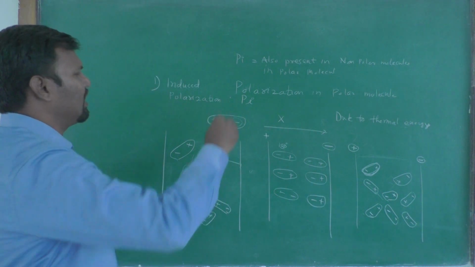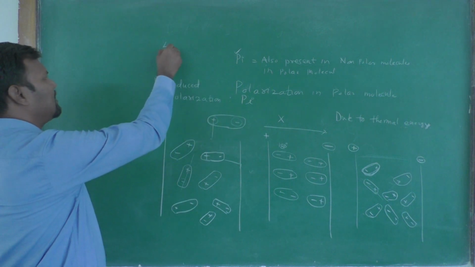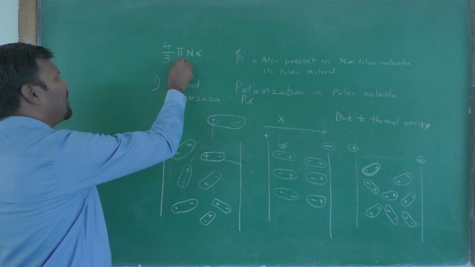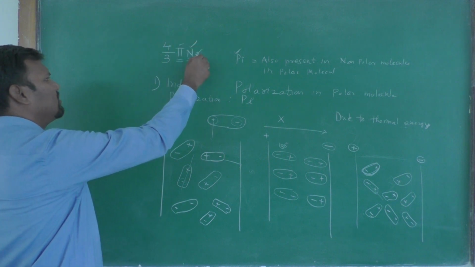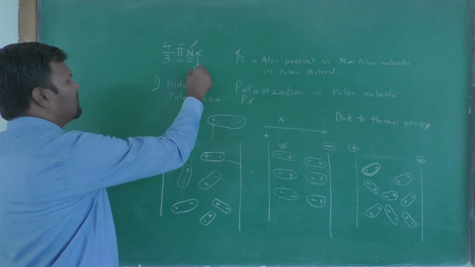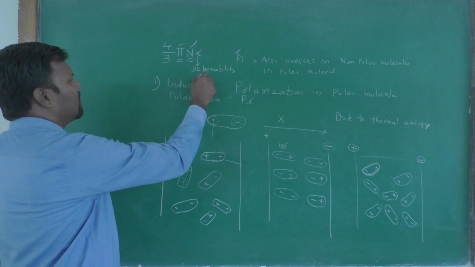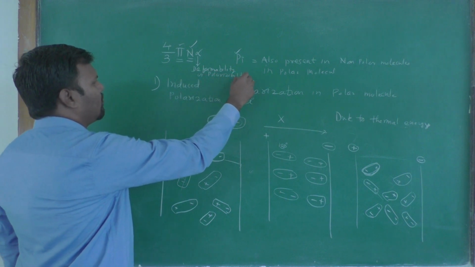Okay, induced polarization in non-polar molecules is given like that: 4/3 pi n alpha, where pi is a constant, n is Avogadro's number, and alpha is the deformability or polarizability of the molecule.